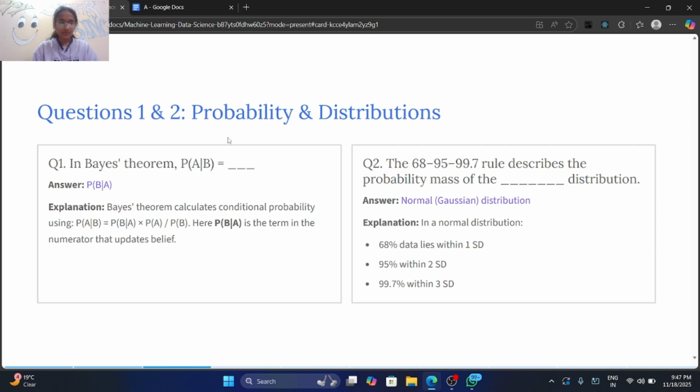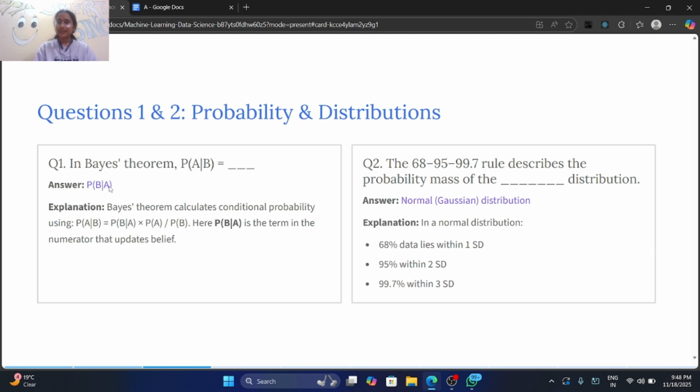Probability and distribution. In question number 1, you know Bayes theorem, right? In this theorem, we basically update our probability after getting some new information. In Bayes theorem, you see the formula here. The missing term is P B upon A. Here P B upon A is the term in the numerator that updates belief. So if you look at the formula, the missing part is P B upon A. So the answer is P B upon A. Now next question.